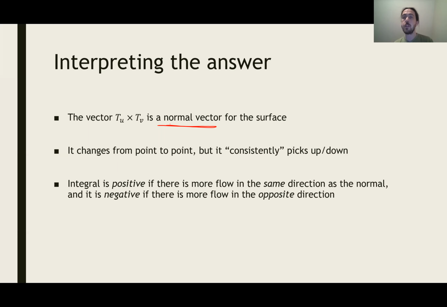If the total integral is positive, then that's going to tell us that the flux, or the rate of flow, is mostly outward in the same direction as the normal vector. And if it's negative, the net rate of flow is in the opposite direction.